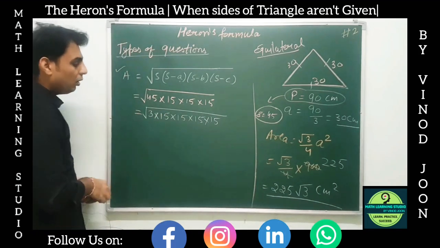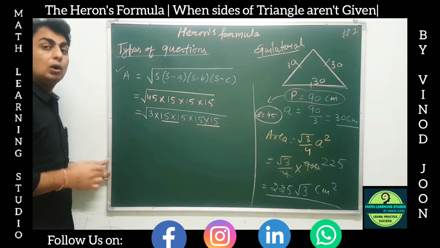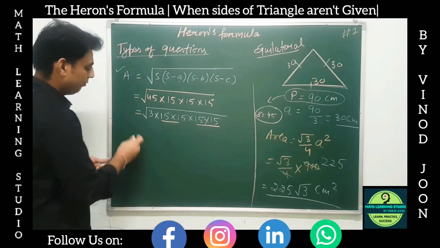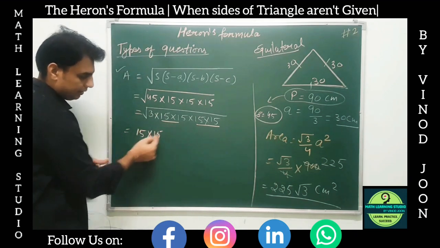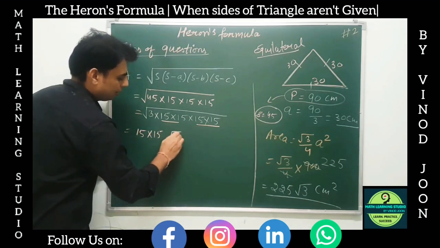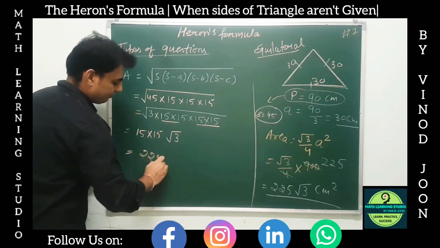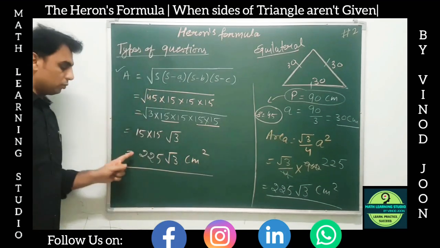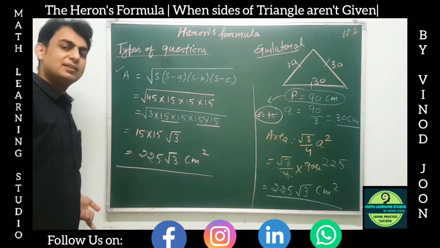Simple na? So now we have two pairs of numbers, same 15 15 ही है वो. So 15 will come out two times, एक यहाँ से एक यहाँ से, and under the root 3. So 15 into 15 becomes 225 and root 3 remains. So 225 root 3 centimeter square is the area. We see both areas are the same.